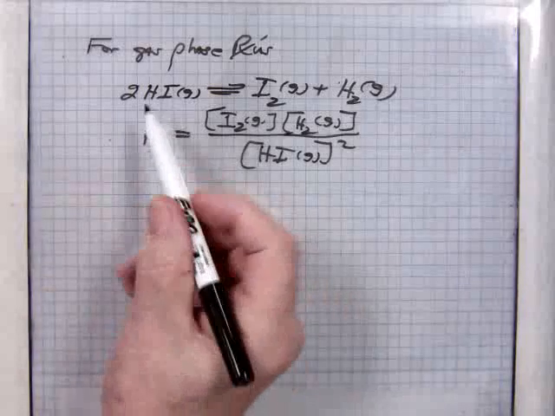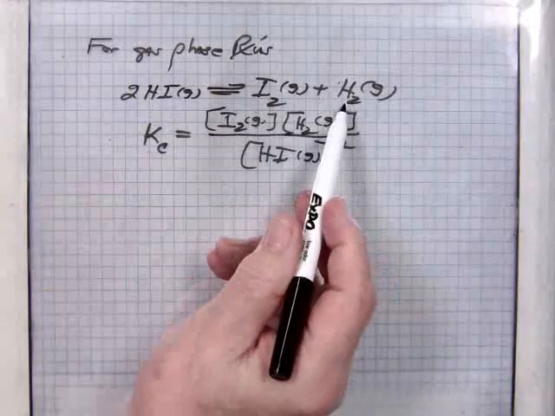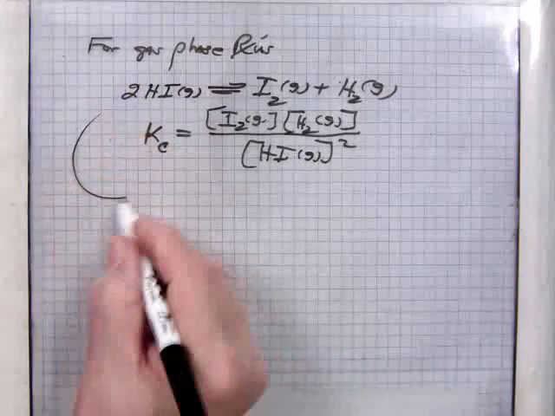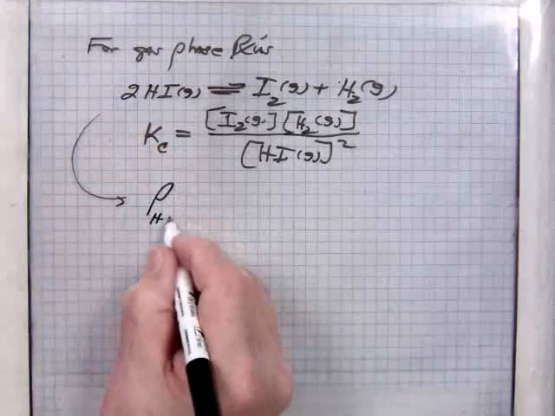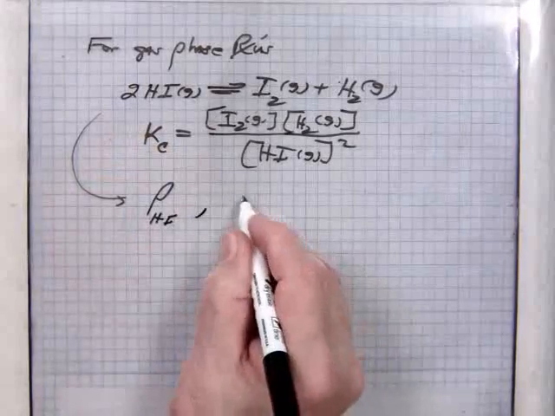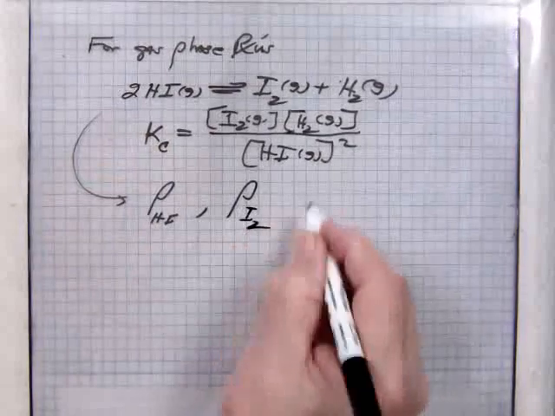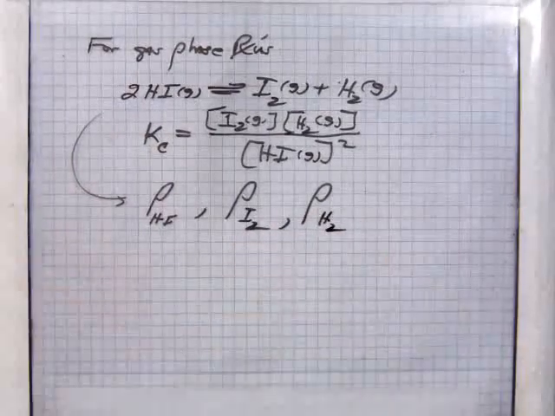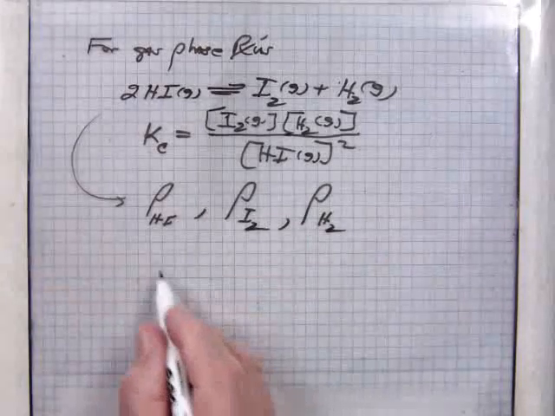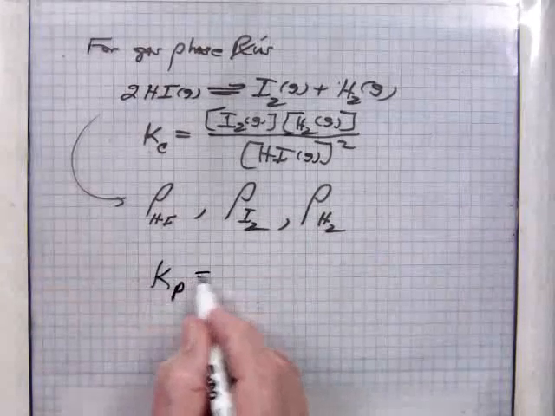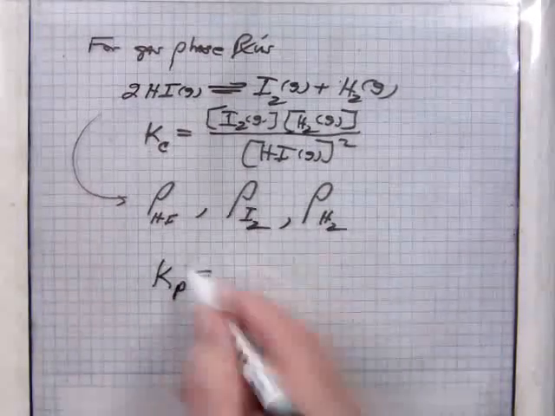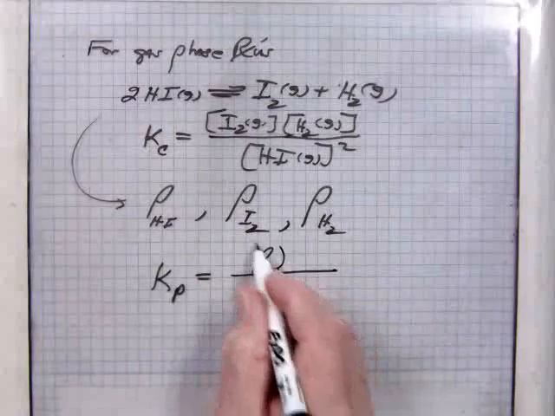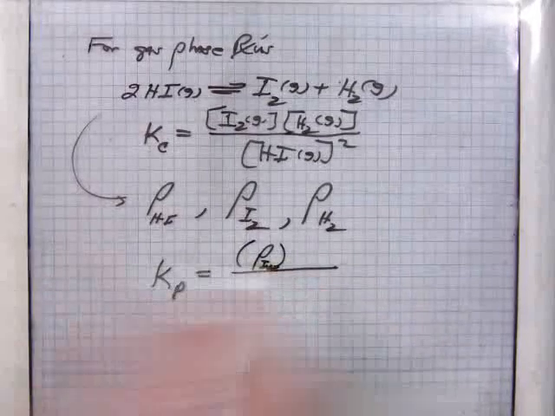However, these components of this reaction being gas phase also have partial pressures. So these can be partial pressure of HI, partial pressure of I2 gas, and a partial pressure of H2 gas. And the equilibrium expression, called a KP expression, for partial pressures, is products over reactants, just like that, but in terms of the partial pressures.